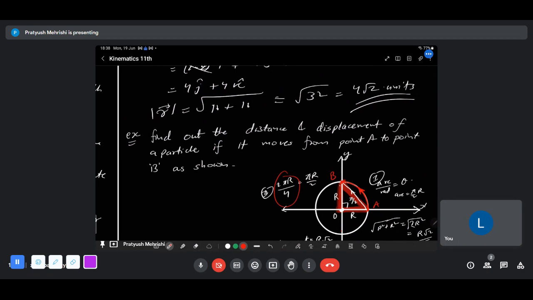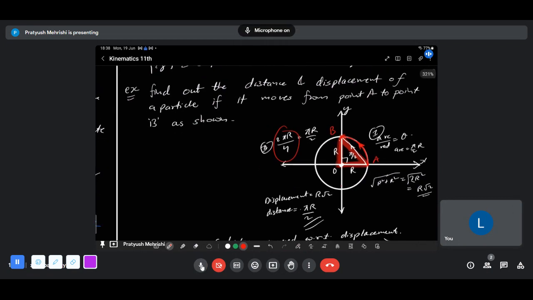And the displacement we will calculate with the help of either trigonometry or the Pythagoras theorem. Okay, with the help of Pythagoras theorem, or you can also calculate with the help of trigonometry. Got it now? Yes, sir, easy, got it.